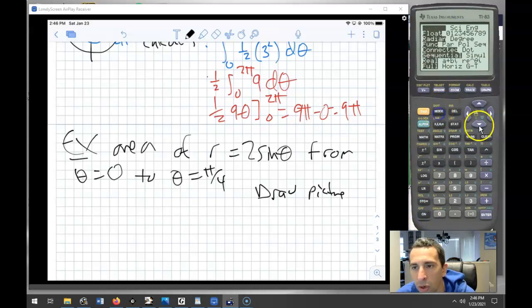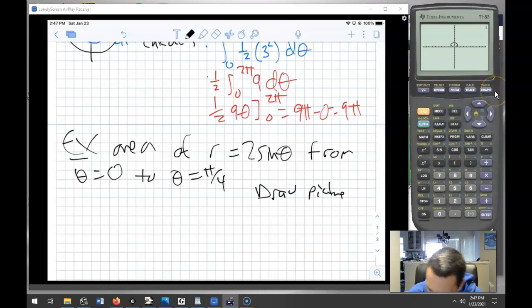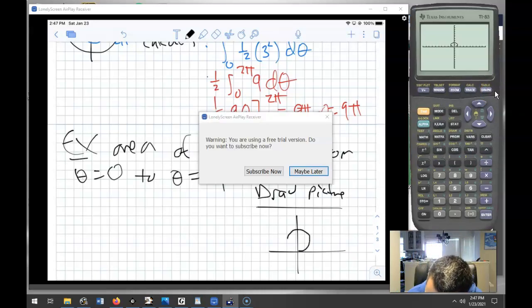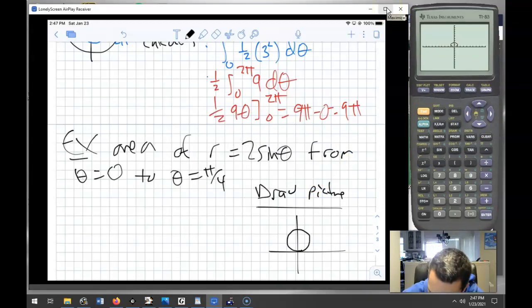We turn this on, go to polar mode, and if we want to graph what 2 sine theta looks like, I'll just go to my y equals menu and enter 2 sine theta. We'll see it just makes a little circle above the x-axis. You don't necessarily know it's a circle, but it is. When we're trying to find the angle from 0 to pi over 4, we start here at 0 and then go out to pi over 4. I find it really useful to draw those. That shows me the part of the circle I want to find.